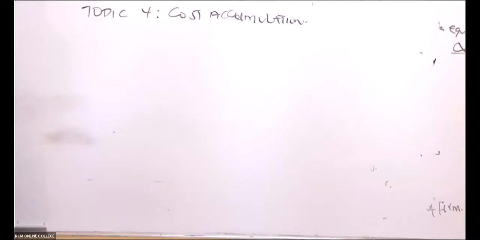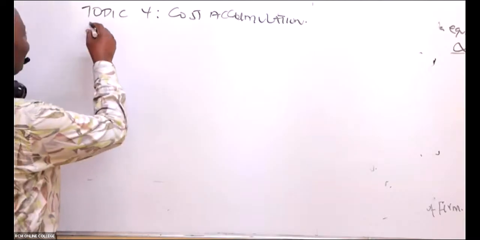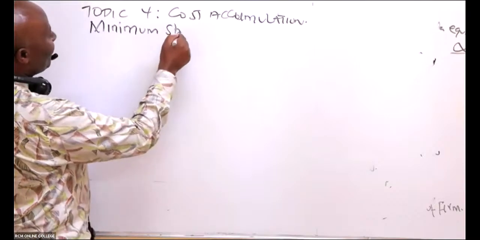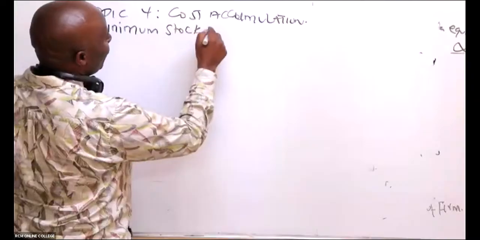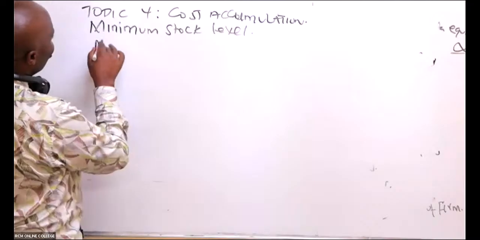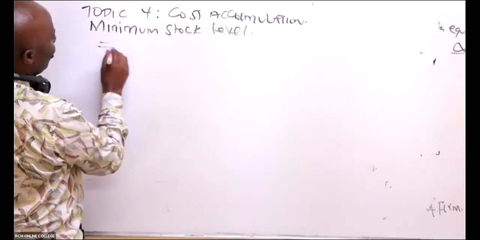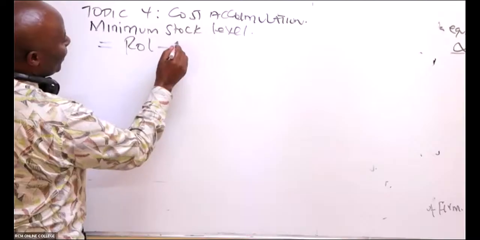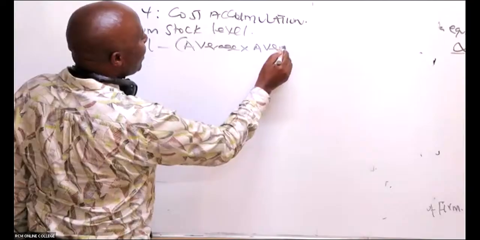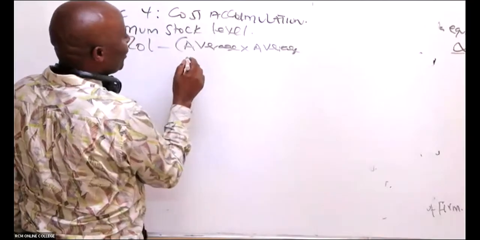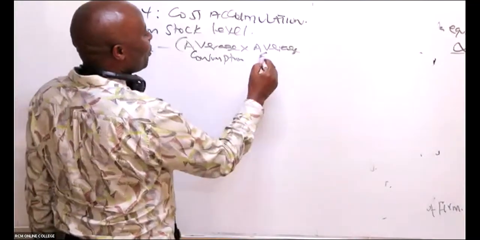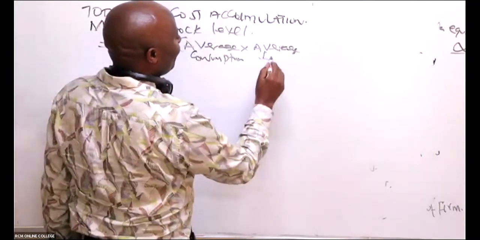The minimum stock level, isn't it? Minimum stock level. I will always remember the concept of miniskirt. If you remember the miniskirt, then you can never go wrong. You roll the miniskirt, you become average. So this is average consumption times average lead time.